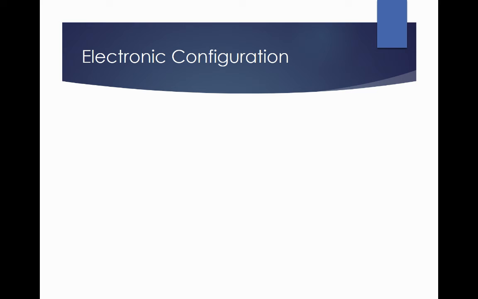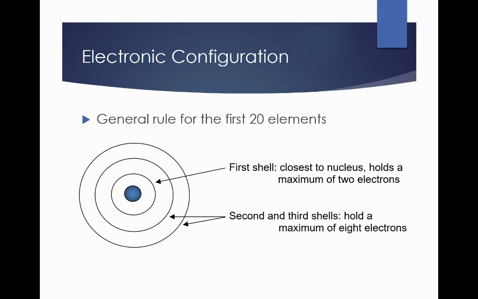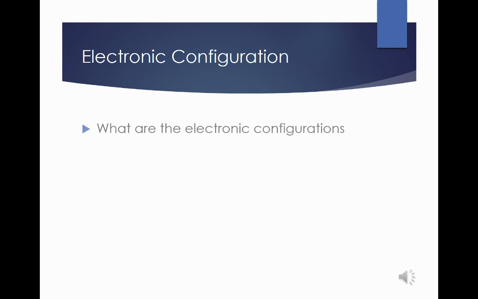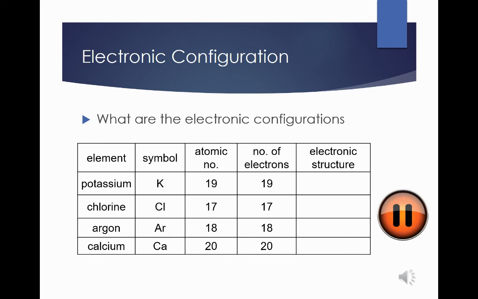Now we come to this final portion about electronic configuration. And this general rule is for the first 20 elements, whereby the first shell can accommodate a maximum of 2 electrons, and the second and third shells accommodate a maximum of 8 electrons. Now, the most important thing is to be able to determine the electronic configurations of the various atoms. And you can pause this video right now and write down and think about what the electronic structure or configuration of the 4 elements are.